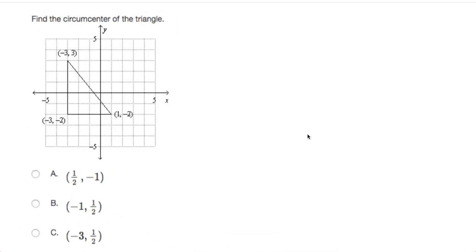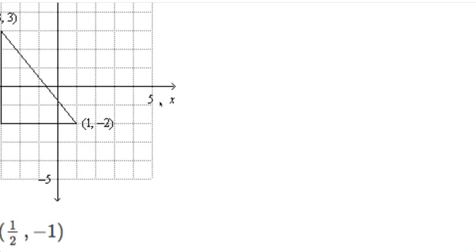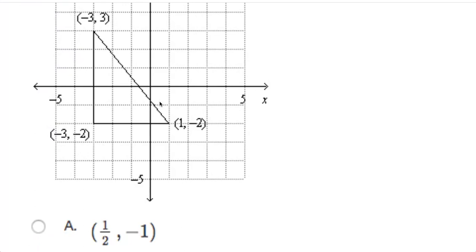All right, find the circumcenter of the triangle. The circumcenter is where the perpendicular bisectors all meet. So since it's a bisector, is it normally at the hypotenuse? Yeah, since it's a right triangle, it will be at the hypotenuse.